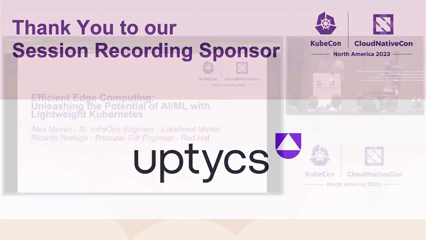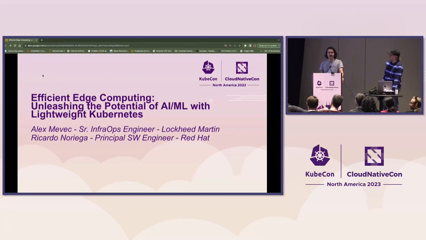My name is Ricardo Noriega. I'm a principal software engineer working in the Emerging Technologies Organization in the office of the CTO in Red Hat. And I'm Alex Mevec. I work over at Lockheed Martin. I'm a senior InfraOps engineer working primarily on edge AI devices.